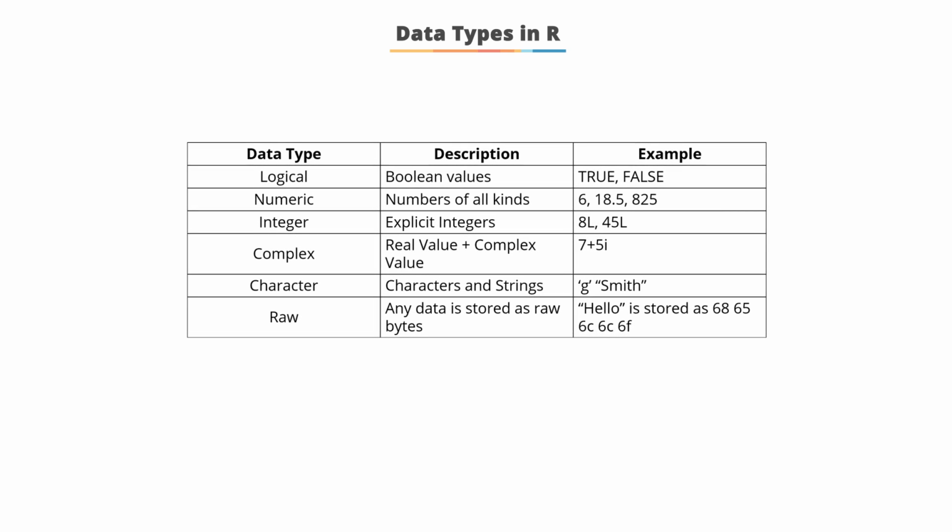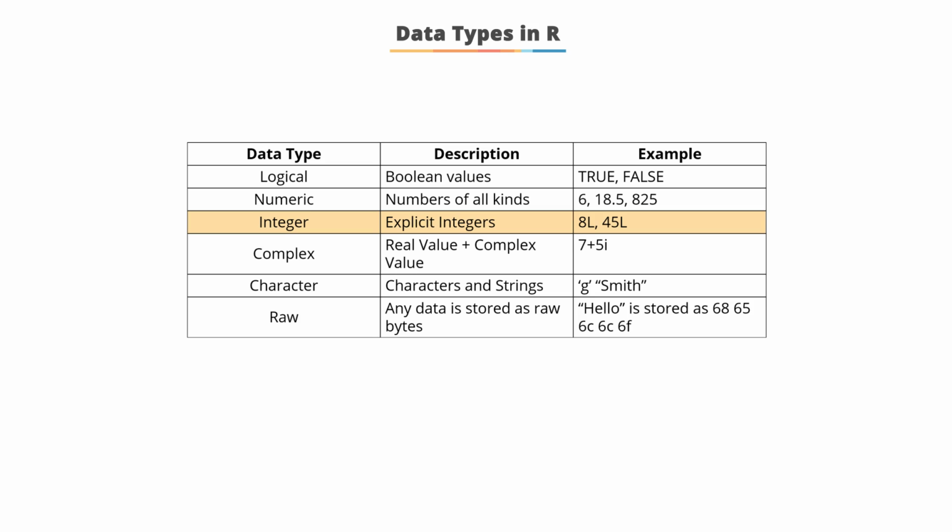Now there's a variety of data types that R can accept and read, and they go from simple to complex. The most simplistic are logical. They're Boolean, they are only true and false. The second type is numeric, so it can be any type of number, including decimals. Integers are explicit, so they cannot include decimals.